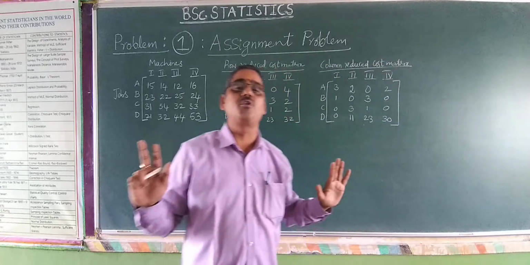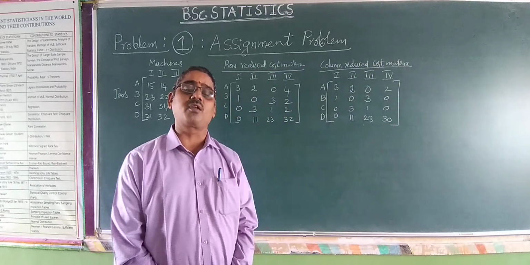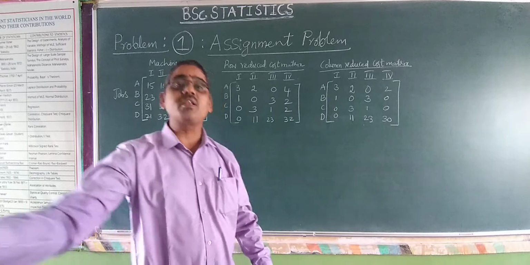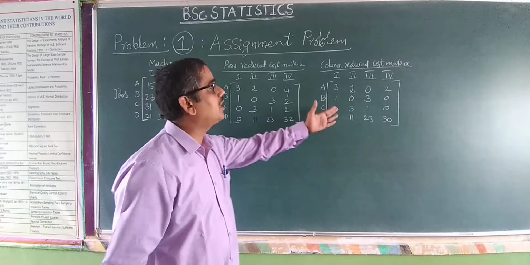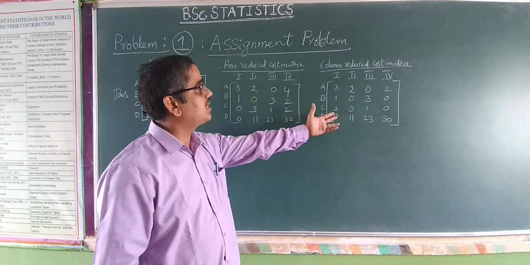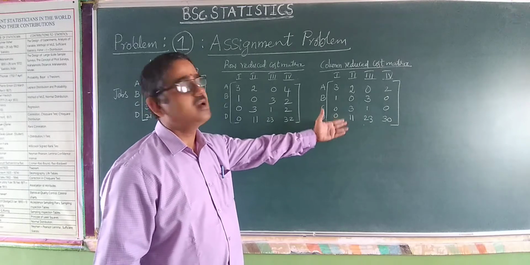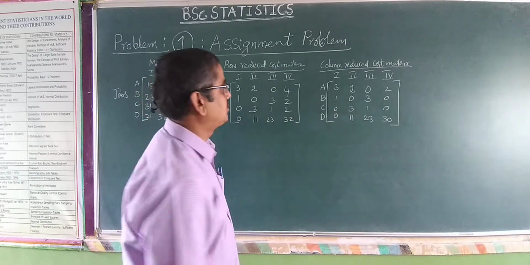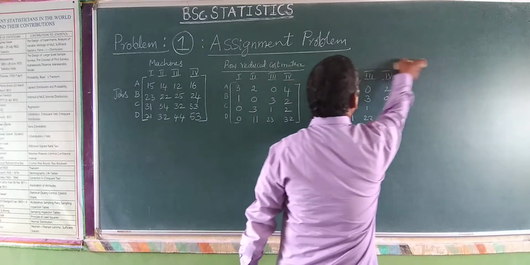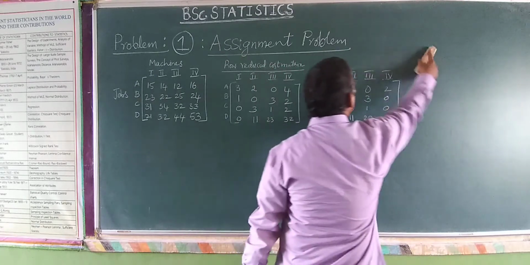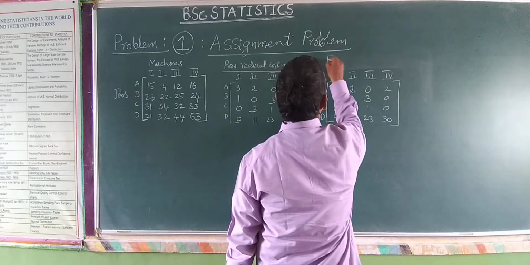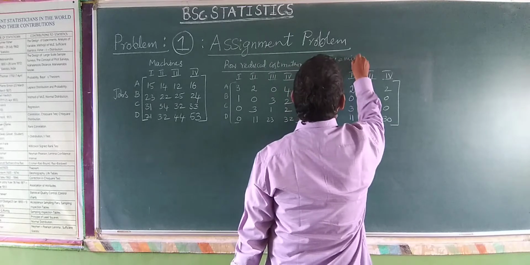Hope you understand. This is the procedure. After this, the examination is going to be conducted. You consider the same assignment matrix and calculate the examination. So I am writing here, examination. After calculating the column reduced cost matrix, examination is going to be done. Examination.